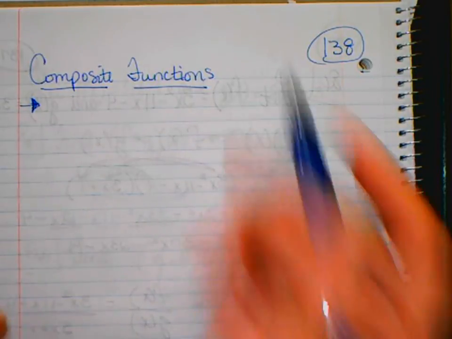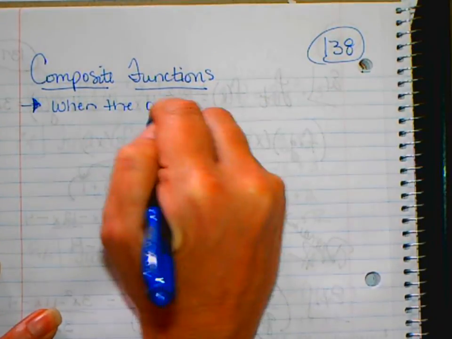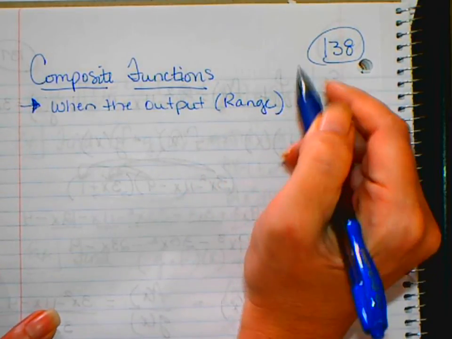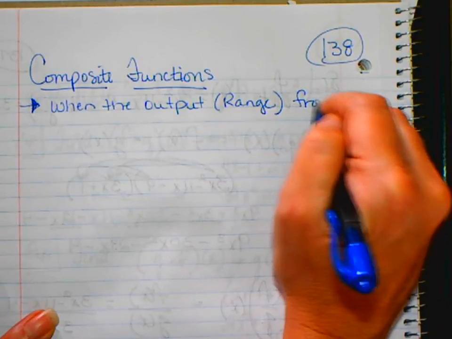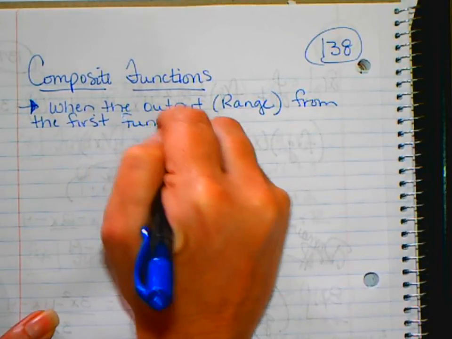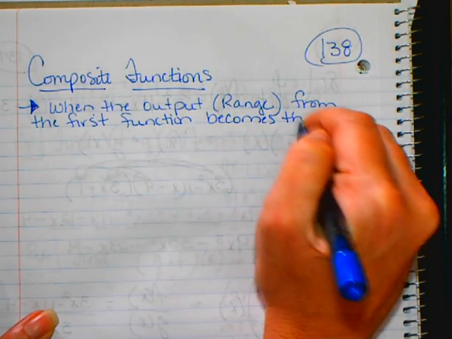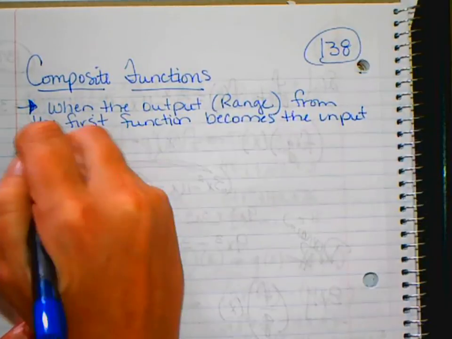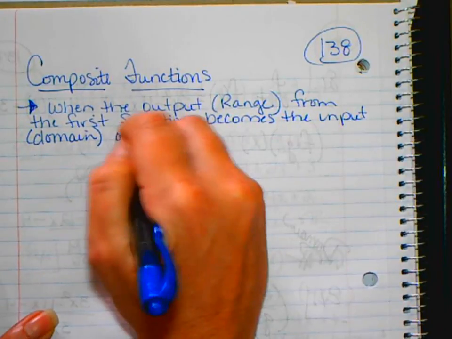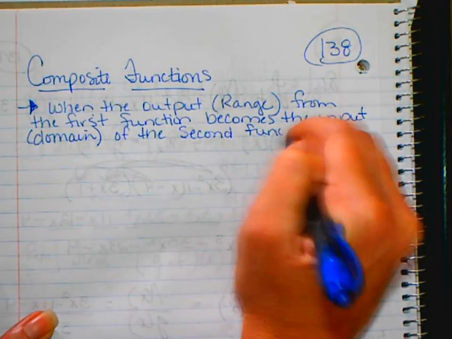All right. So when the output, which output is your range, of course, or your y values, we know that, from the first function becomes the input, which is your domain or your x values, of the second function. That's what a composite function is.